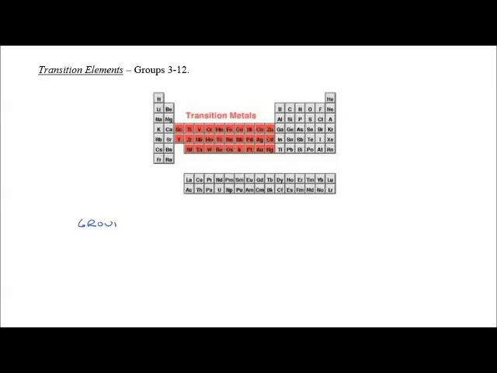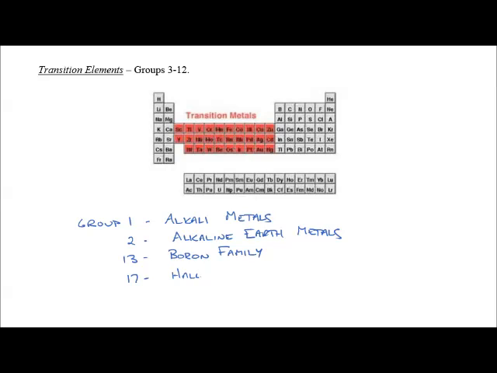We did this before. Group 1 is the alkali metals, but now you're responsible for knowing these names. Group 2 is the alkaline earth metals. Groups 13, 14, 15, 16 are named after the first member of the group. So group 13 is the boron family. Then we have the carbon family, the nitrogen family, the oxygen family. Group 17 are the halogens. And group 18 is the noble gases. You are responsible for knowing these names.